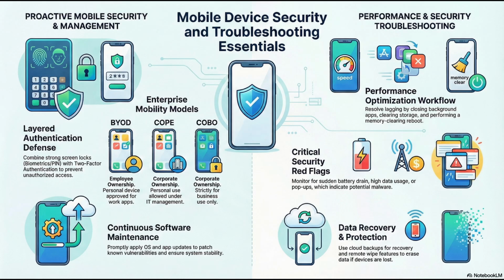I want to leave everyone with a final thought to mull over today. We spend so much time complaining about walled gardens. We hate that Apple or Google control what we can install. We want the freedom to root, to jailbreak, to sideload whatever we want. We demand it. But this source material makes a really compelling case that true security actually relies on limitations. It relies on sandboxing. It relies on locked doors and restricted permissions.